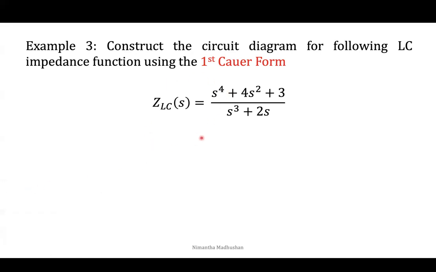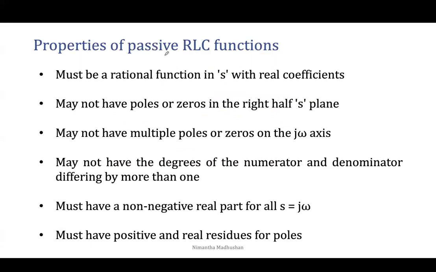This is the impedance function of an LC network. The numerator has s to the power 4 plus 4s squared plus 3, and the denominator s to the power 3 plus 2s. Before constructing the circuit, we have to check some properties of this impedance function, and these are the general properties of a passive RLC function. There are 6 properties. Now we will consider them one by one.